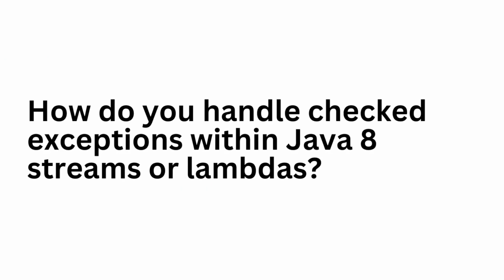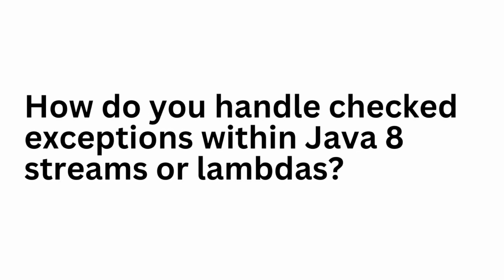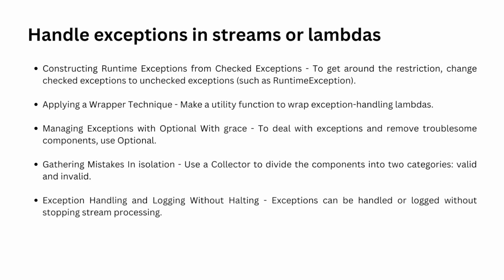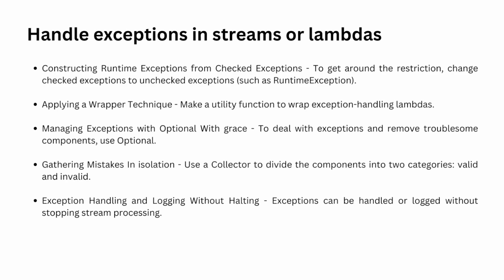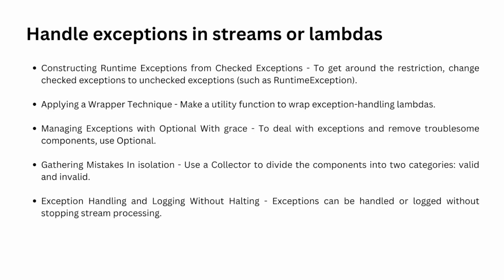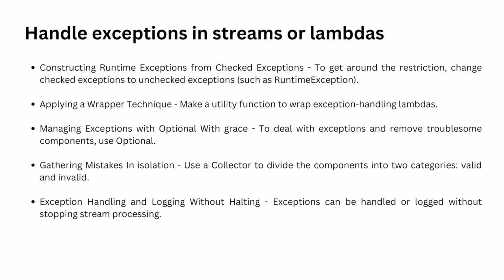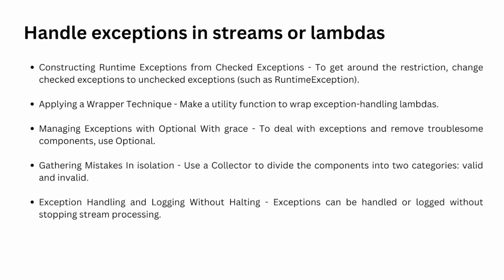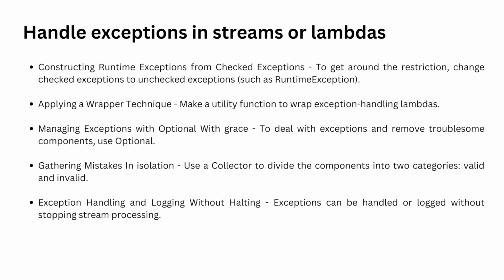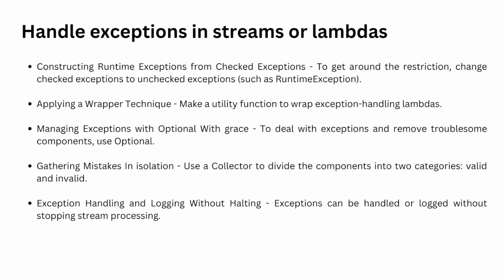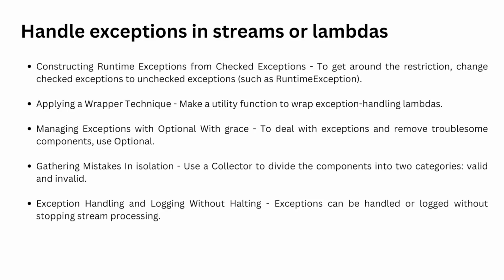Alright, moving on. How do you handle checked exceptions within Java 8 streams or lambdas? The very first way is to wrap the checked exception into a runtime exception. This means you convert a checked exception into an unchecked exception, like RuntimeException, to bypass the limitation. The reason is that handling exceptions in streams or lambdas can be challenging because functional interfaces like Consumer, Function or Predicate do not allow checked exceptions in their accept, apply or test methods. That is why you need to wrap your checked exception into a runtime exception. This is very straightforward and simple to implement, but the disadvantage is that it loses the original checked exception type.